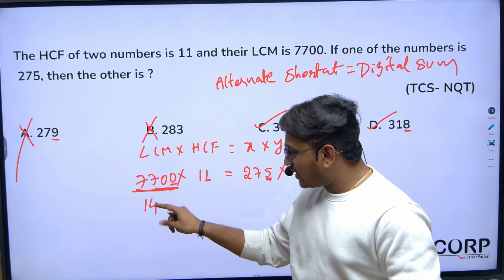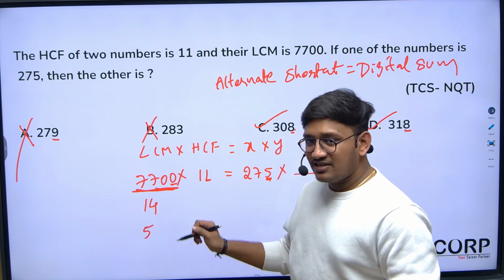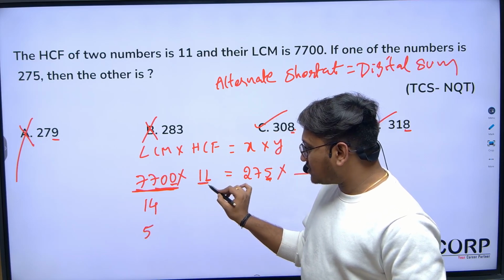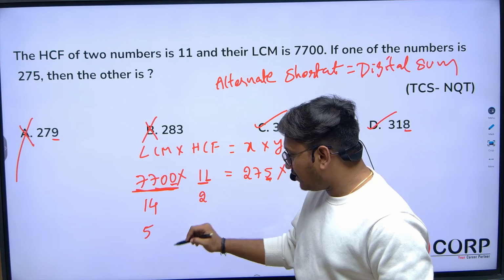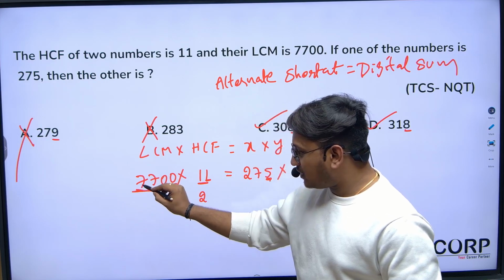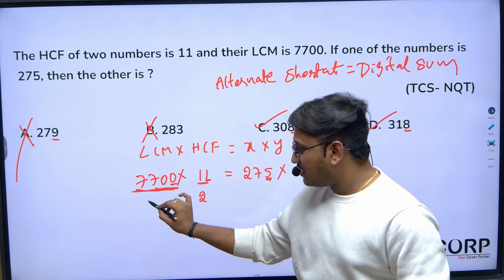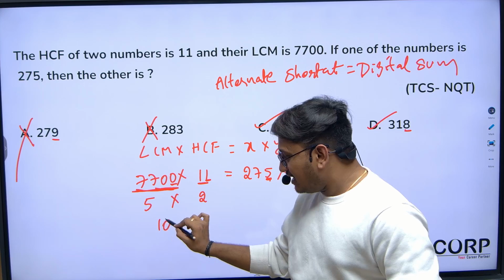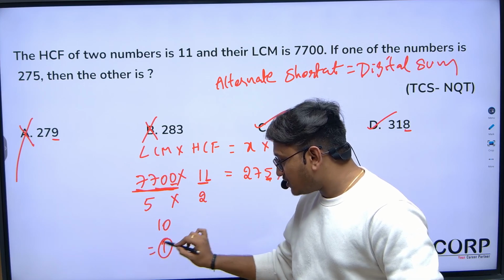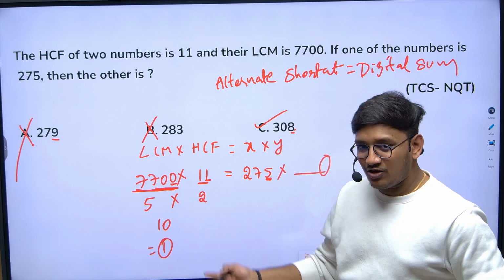So 1 plus 4 again 5, right? This is what actually. Now here 1 plus 2, 1 plus 1 is 2. Okay, so here we can write directly 7 plus 7 is 14. 14 means 5. 5 into 1 plus 1 is 2. 5 into 2 is 10. 10 means 1. So here digital sum is 1 plus 0, 1.